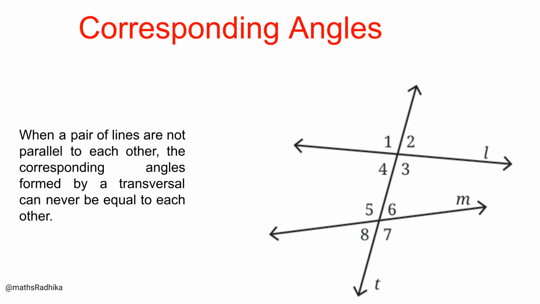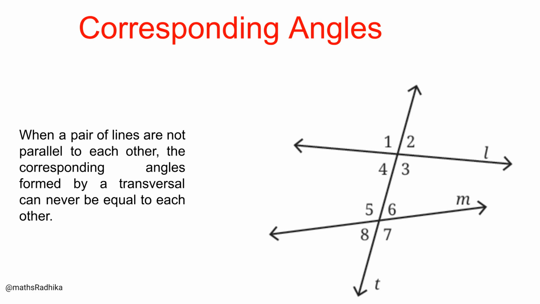Corresponding angles. You can notice that the transversal T forms 2 sets of angles, one with line L and another with line M. There are angles in the first set that correspond to angles in the second set based on their position. Angle 1 and angle 5 are called corresponding angles. Similarly, angle 2 and angle 6, angle 3 and angle 7, angle 4 and angle 8 are the corresponding angles formed when transversal T intersects lines L and M.